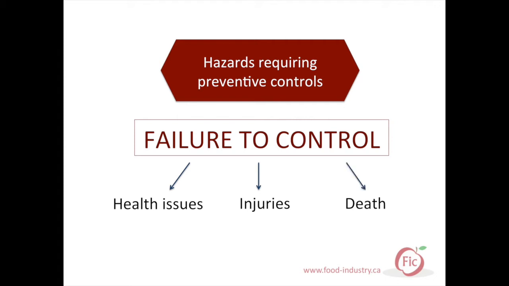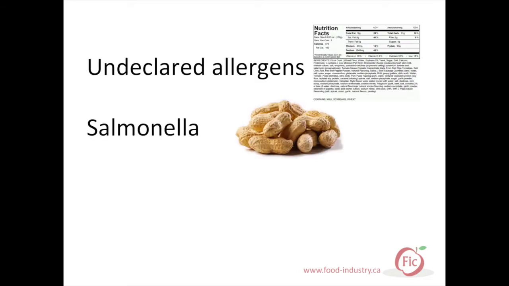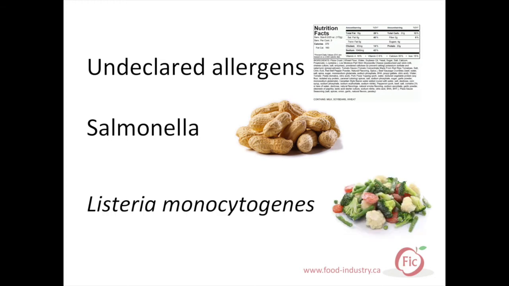A few examples of hazards that occurred as a result of failing to set and implement proper preventive controls include undeclared allergens, salmonella outbreaks in peanut products, and Listeria monocytogenes found in frozen vegetables and packaged salads.